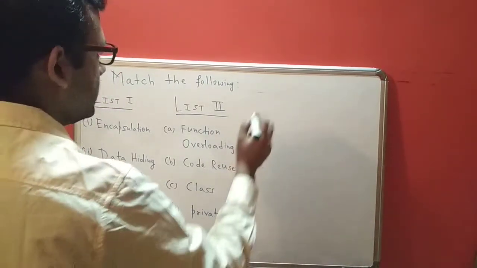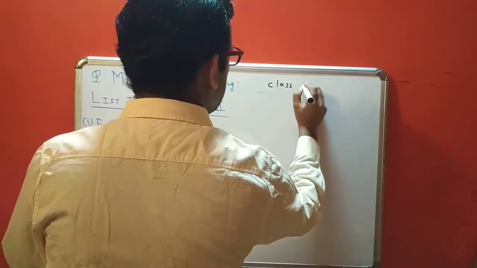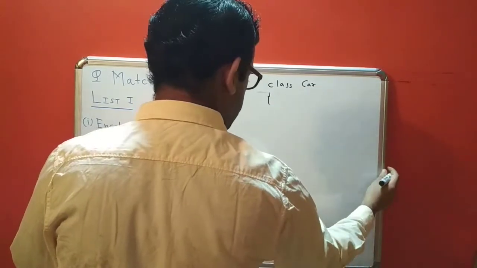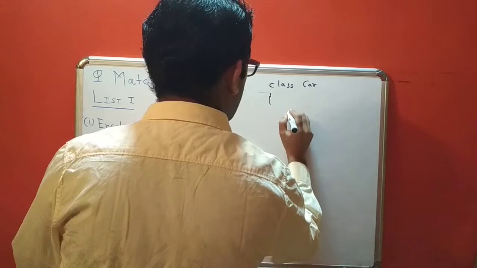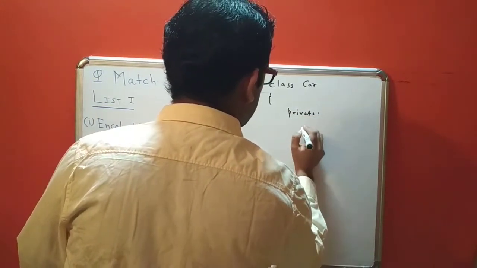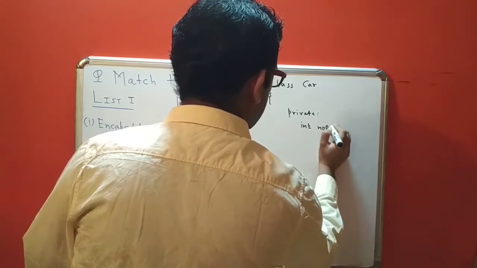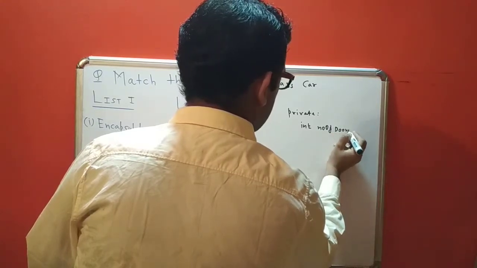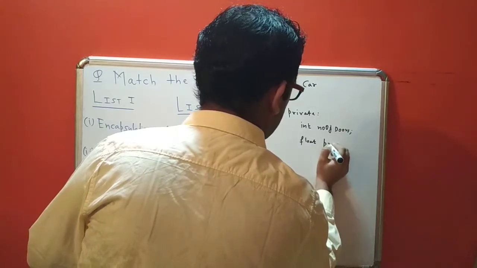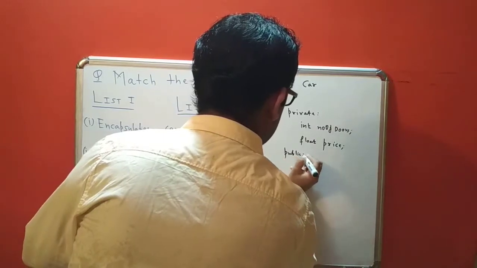Okay, so how does this happen? I'll just take an example. Let's say I have a class, and the class is car, and I have a few data members. Let's say I have a private data member, int number of doors, and float price, and I have a couple of public members.